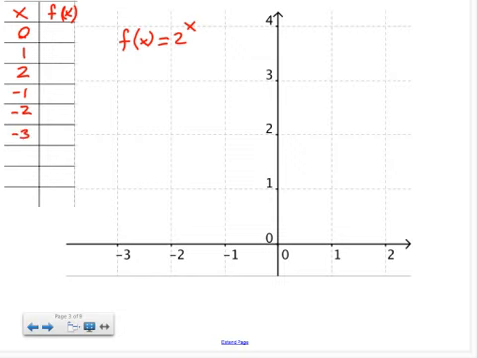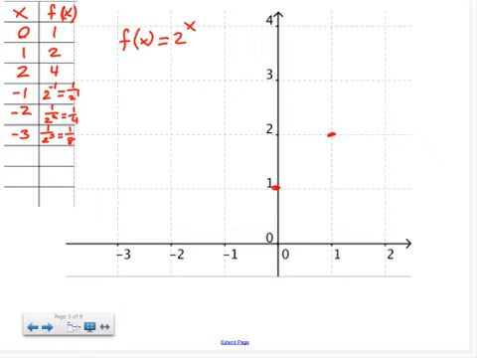So 2 to the 0 is 1, 2 to the first is 2, and 2 squared is 4. 2 to the negative first power. Okay, now we need to be careful and remember what this means. This means 1 over 2 to the first. So we're going to get 1/2 there, which means that this is going to be 1 over 2 to the second, or 1/4, and 2 to the negative 3 will be 1 over 2 to the third, positive 1/8.